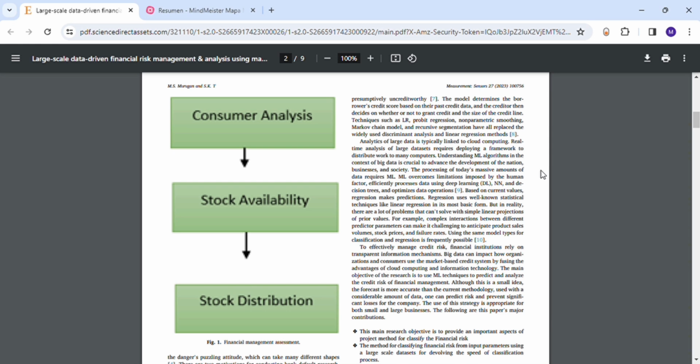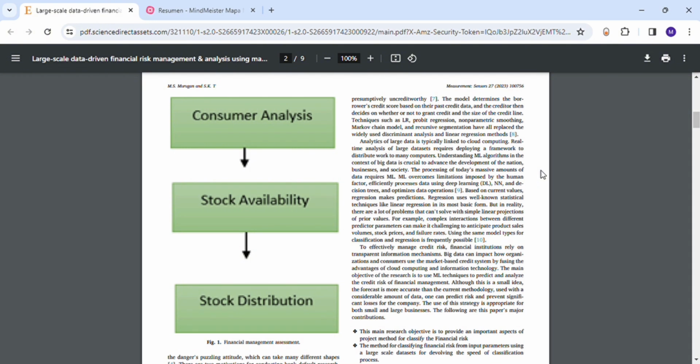Techniques such as LR, probit regression, non-parametric smoothing, Markov chain model, and recursive segmentation have all replaced the widely used discriminant analysis and linear regression methods. Analytics of large data is typically linked to cloud computing. Real-time analysis of large datasets requires deploying a framework to distribute work to many computers.